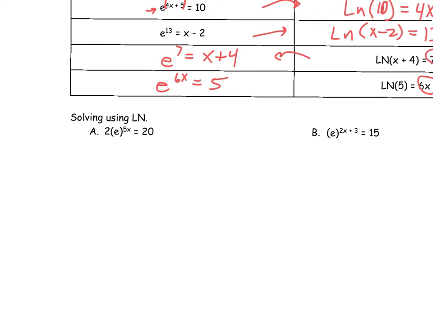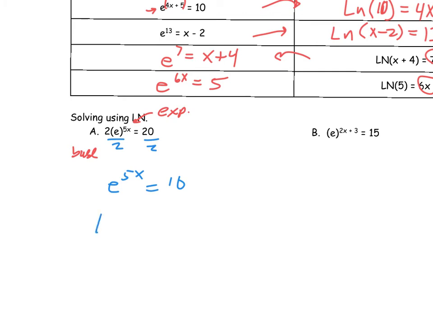Now, the deal is I've got to get the base by itself. So that e, which is my base, I have to get by itself, and the 5x is my exponent. And we're going to set it equal to the exponent in a minute. But first, I've got to get rid of the 2. I can't multiply the 2 and the e because e is raised to the 5x power. So really what I'm going to do here is get rid of that 2 first. And now I get e to the 5x equals 10.